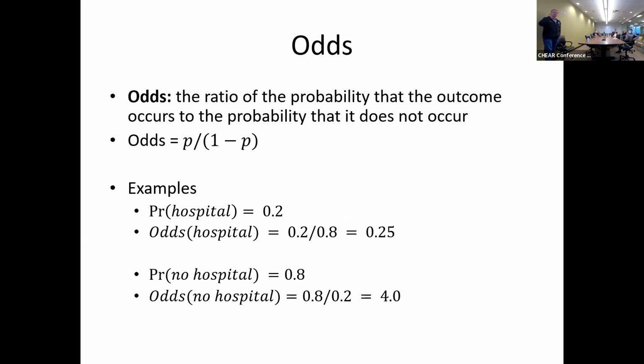So the odds are the ratio of the probability that the outcome does occur to the probability that it does not occur, often written as P divided by 1 minus P. So for example, if the probability of going to a hospital in a year is 20%, then the odds of that would be 0.2 divided by 0.8 or 0.25. You could also express that as the probability of not going to the hospital. And then the odds of that would be 0.8 divided by 0.2 or 4. Okay, so odds can obviously be not only positive, but above 1.